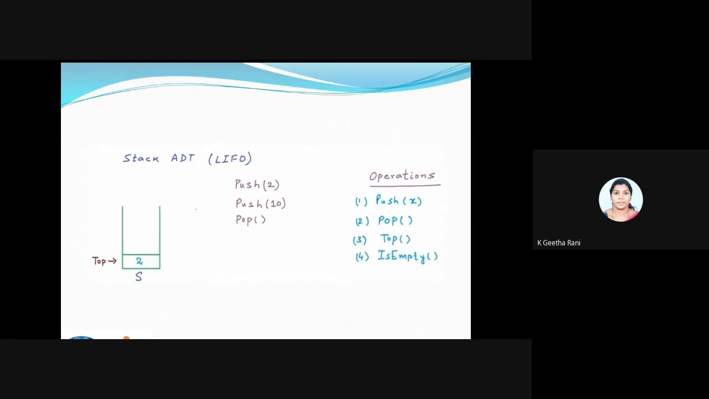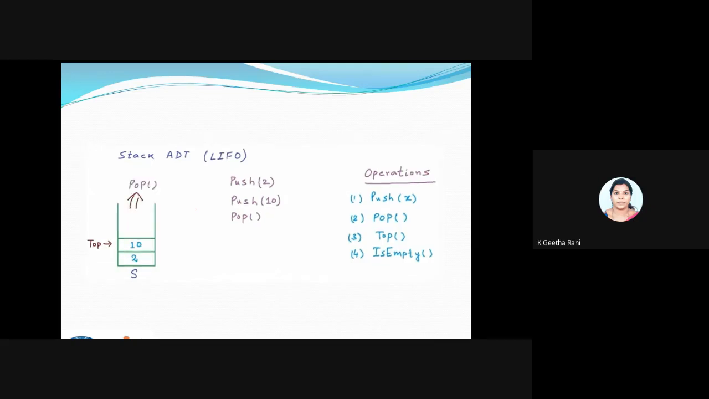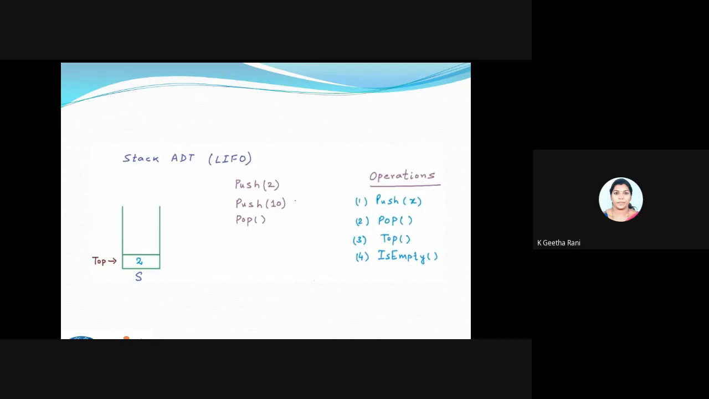You can see the element we pushed, 10, has been removed since I'm performing a pop. And you can also see that the top has moved from that place to the next place down because I have removed the 10. So top has been moved. This top basically points to the topmost value. That is the meaning of the top operation.